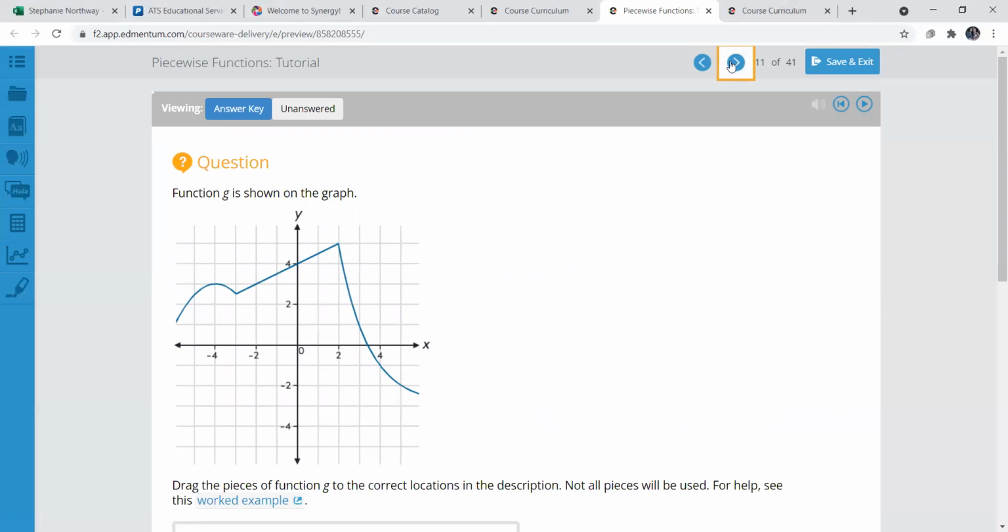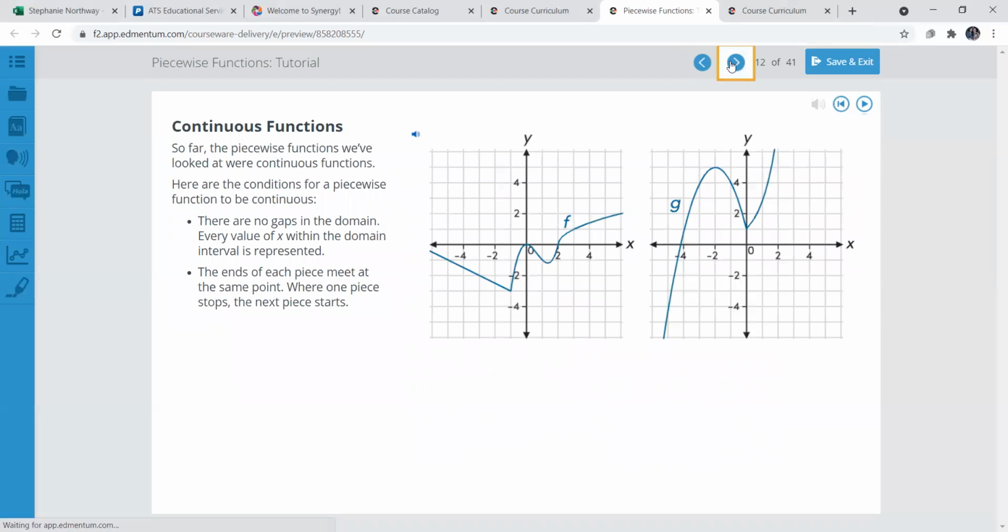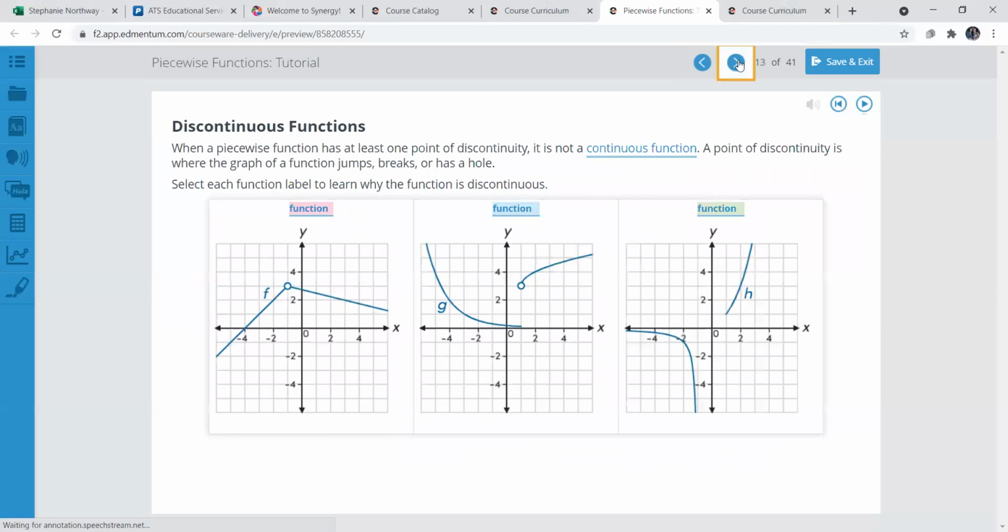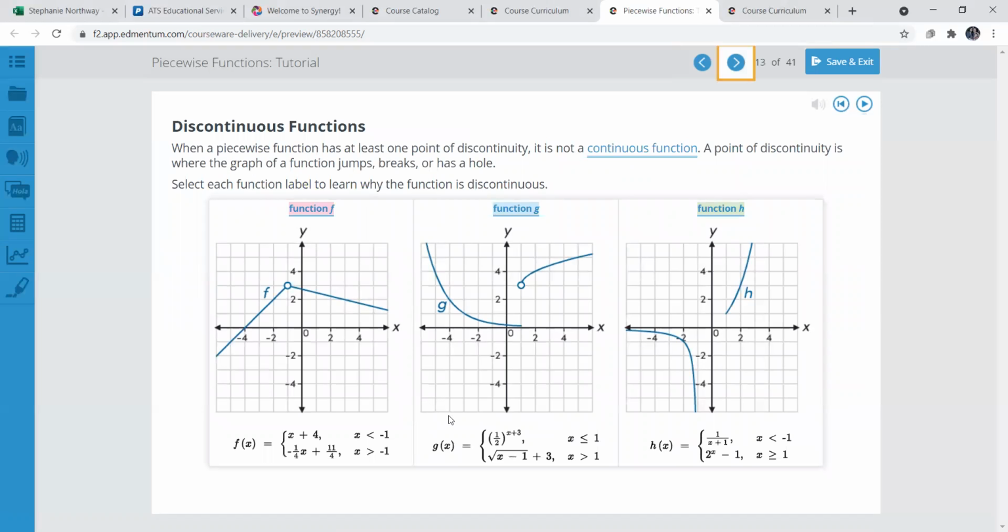Here's another example of a piecewise function. We'll let you kind of solve this one. These just show different examples. The first piecewise function has three different equations in it. The next one only has two. So again, these are just different pieces and different piecewise functions and what they are.